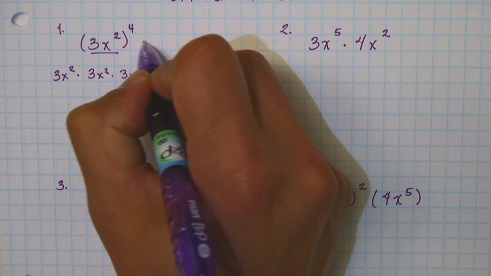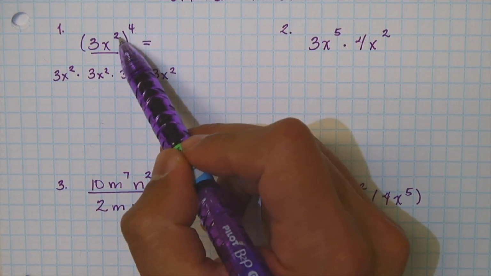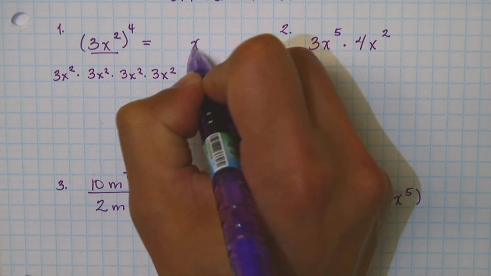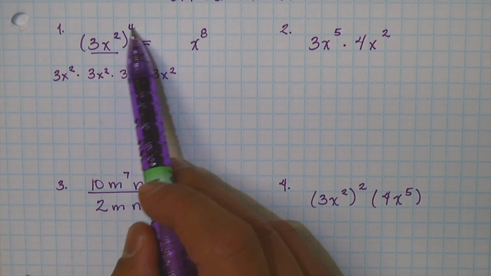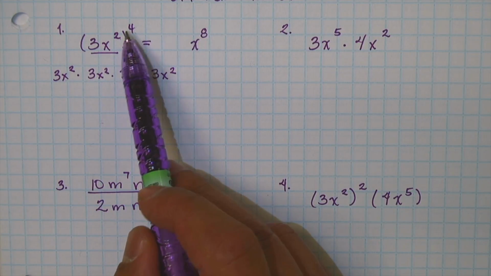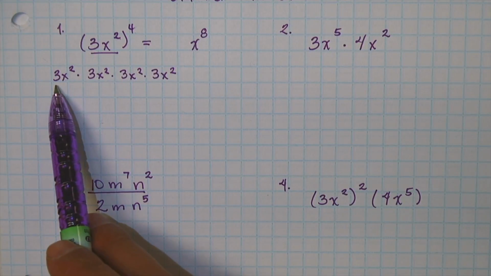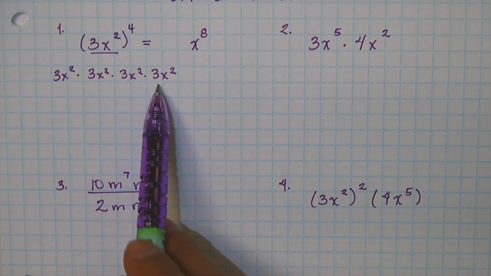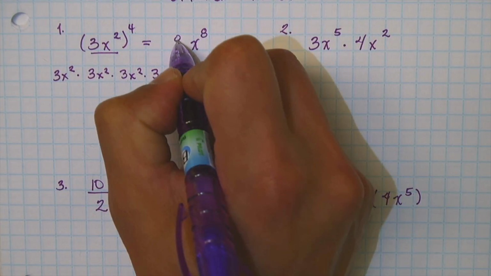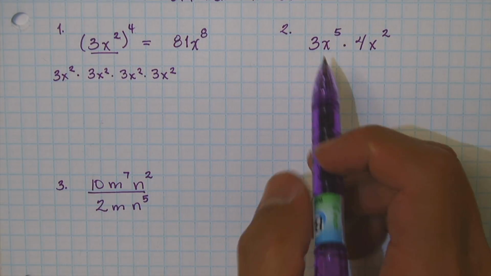And if you notice here, all we have to do is multiply these numbers right here, these exponents, and that's going to give me x to the power of 8. Where students forget is this part right here. They think 3 times 4 is 12 or something else. But what you have to do is rewrite the 3 4 times. So 3 times 3 times 3 times 3. And if you do that correctly, you should get 81. And that's your answer.